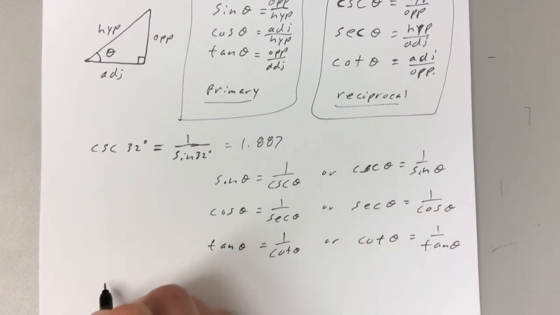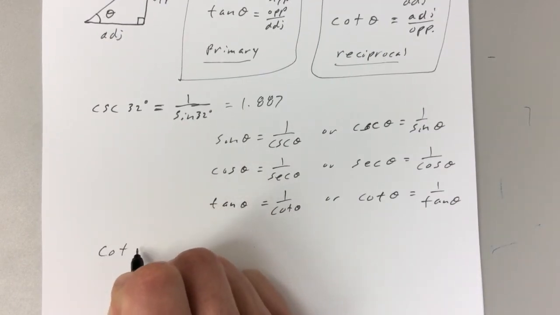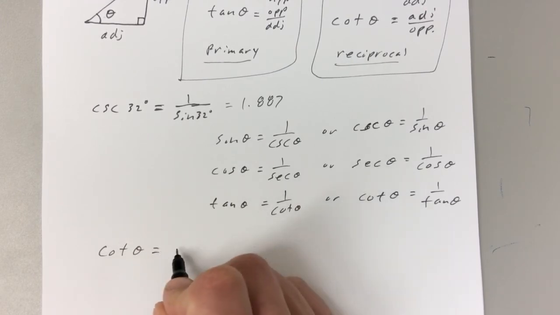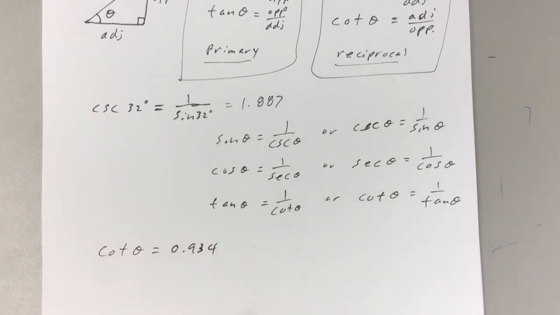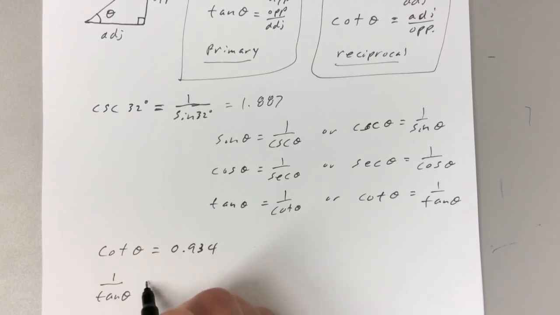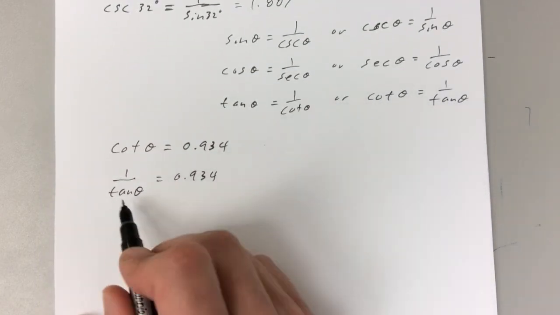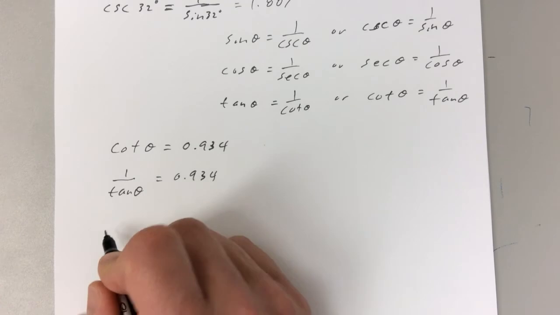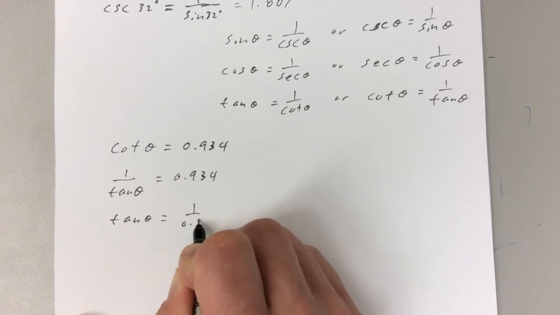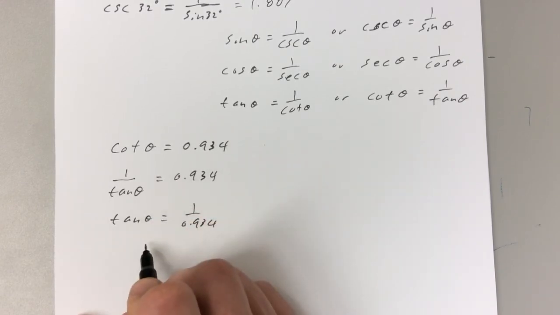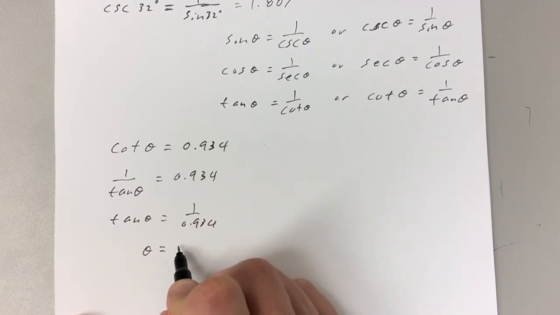If you had something like cotan theta equals 0.934, then in order to figure out theta, again, you have to convert this to tan. So it'll be 1 over tan theta equals 0.934. And then if you use some algebra with this, bring the tan theta up, that down, or you just take the reciprocal of both sides. So you get tan theta equals 1 over 0.934. And then to find out theta, now you can use inverse tan on your calculator.